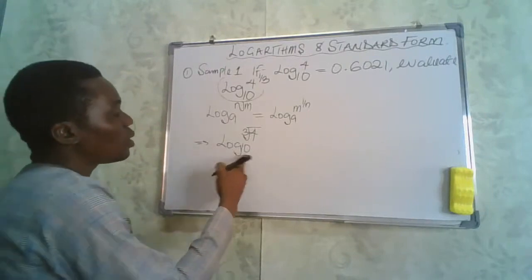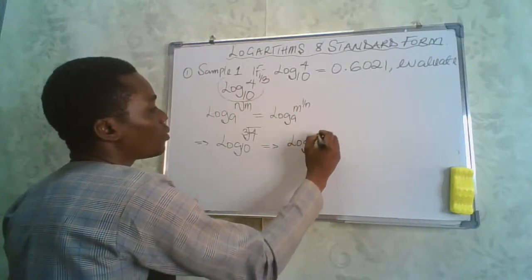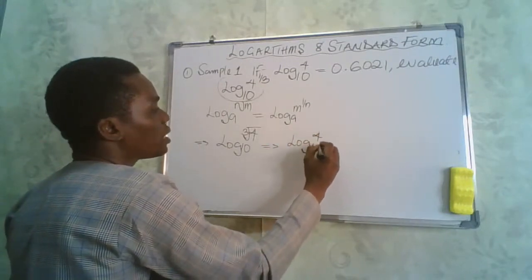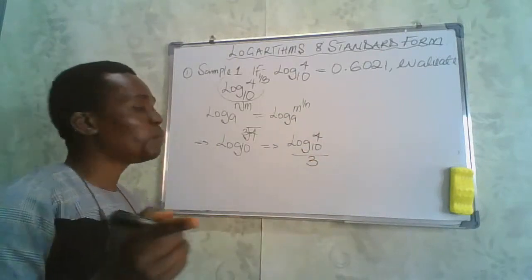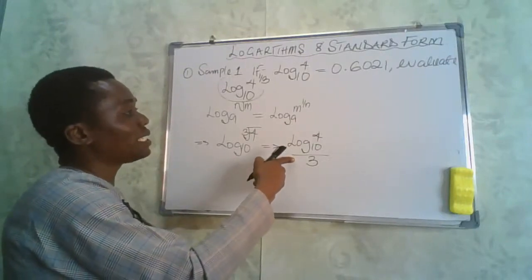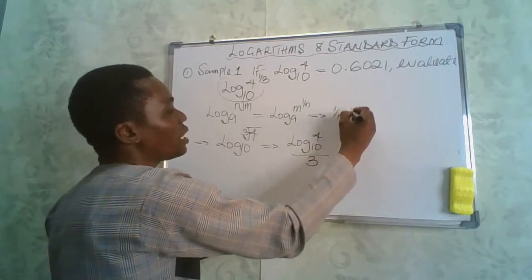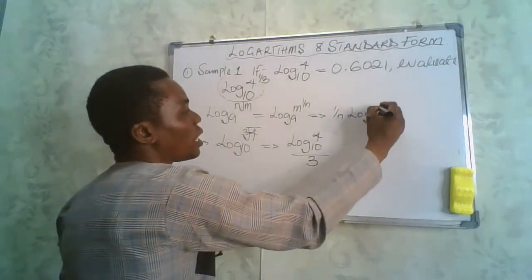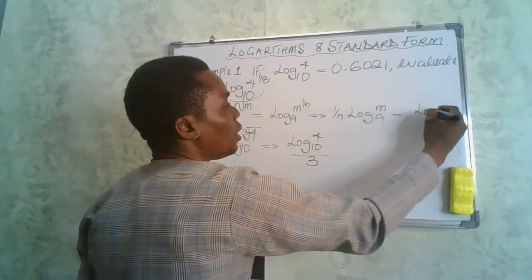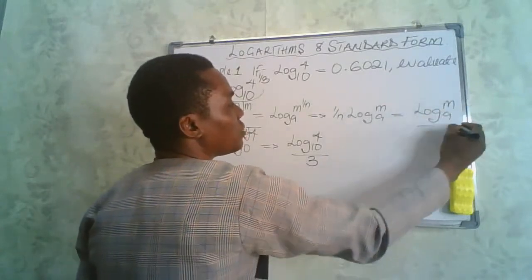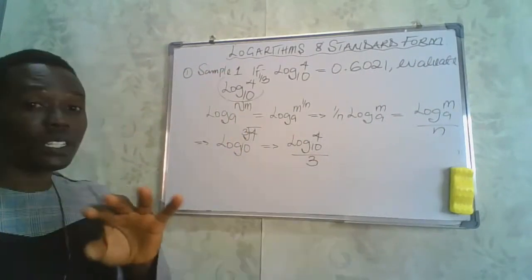Now, if you look at this very well, we can still take it back to what we have as log of 4 base 10 divided by 3. That's rule 4, that says if you have a log like this, this will now give us 1 divided by n log of what? M is what? Is A. And if you simplify this, this will definitely give us log of A divided by M. So this will definitely give us something like this.